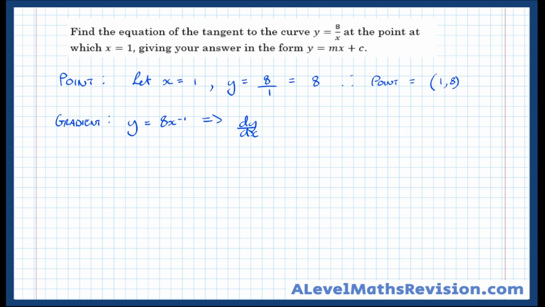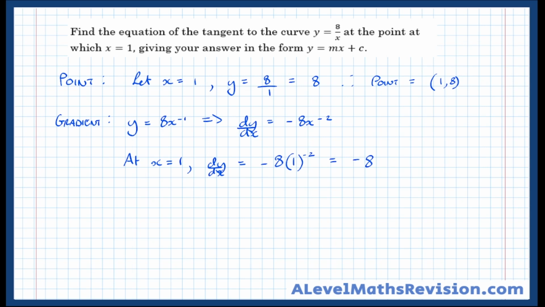But I'll continue. So dy by dx equals minus 8x to the minus 2. And at x equals 1, dy by dx equals minus 8, lots of 1 to the minus 2, which is minus 8. So there we have it. We've got a point and a gradient. You can now find the equation of that tangent in the required form. Have a go.